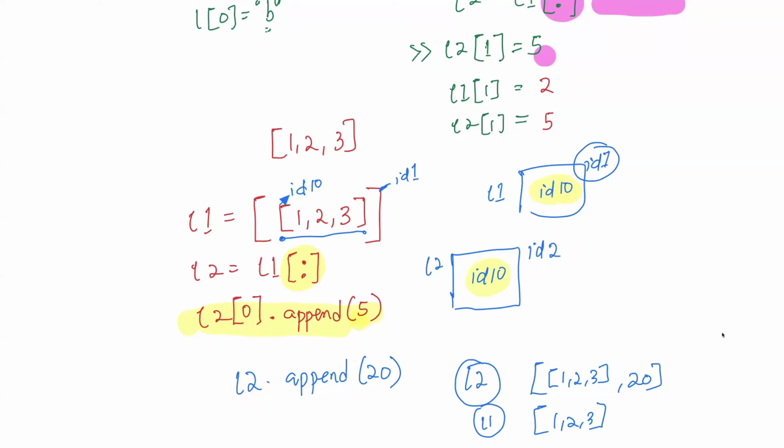A shallow copy only copies it at the top level. It doesn't enter into it, doesn't step into it. Does that make sense to everyone? Yeah. Okay, please make time to understand this.